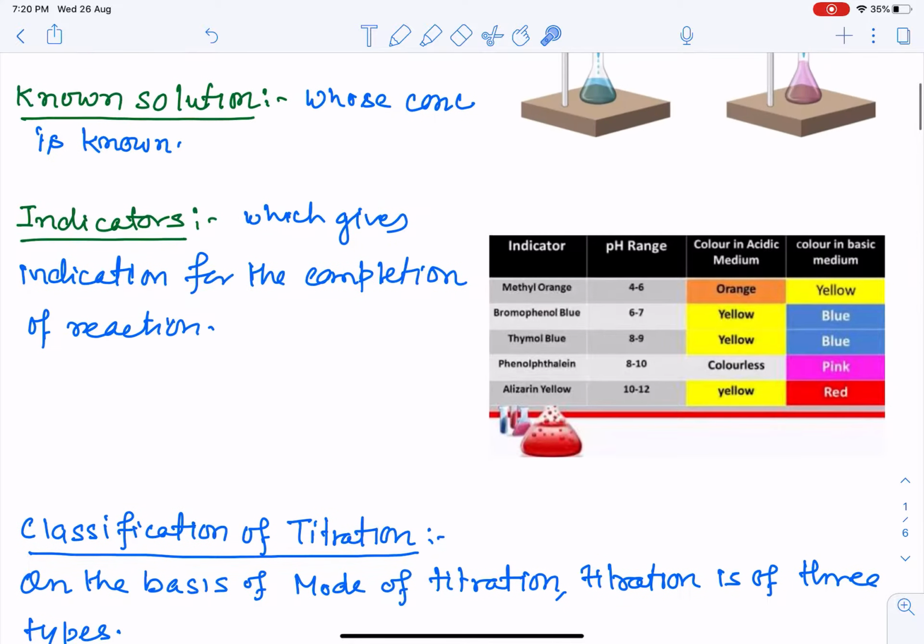इंडिकेटर के केसेस में like अगर एसिडिक मीडियम है तो मिथाइल ऑरेंज का ऑरेंज कलर होगा, और अगर बेसिक मीडियम है या स्लाइटली एसिडिक मीडियम है तब भी वो येलो होगा. ठीक, that depends upon the pH color. That I will explain later on.